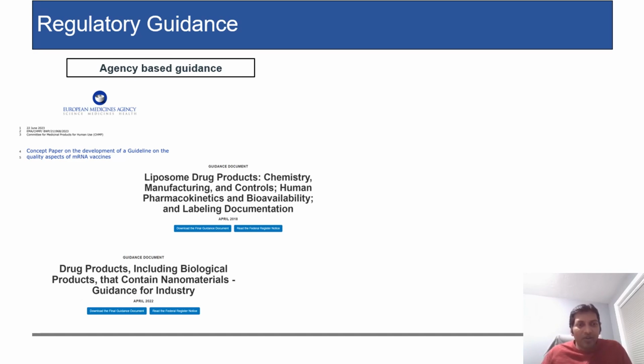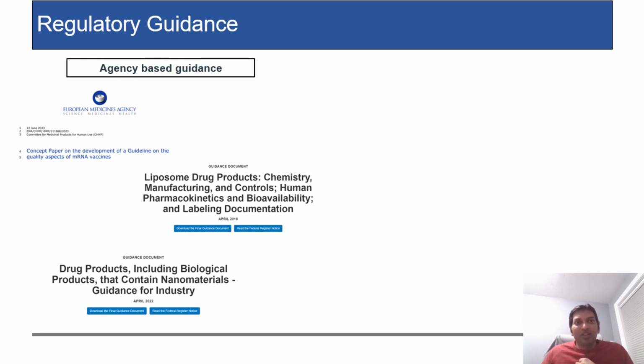And they recently came out in April 2022 with the biologicals, which they include into nanoparticle guidance, as you really need to understand these mRNA therapeutics in a very critical way. So they give guidance from a nanoparticle perspective.